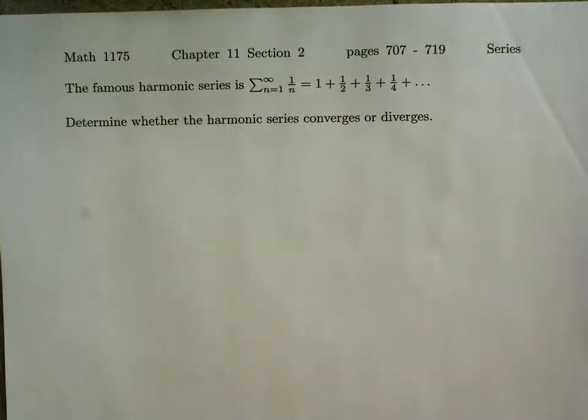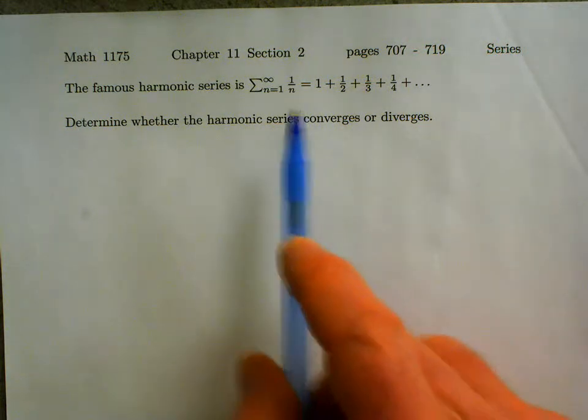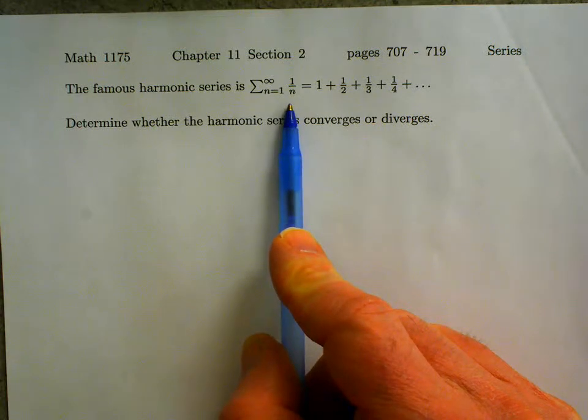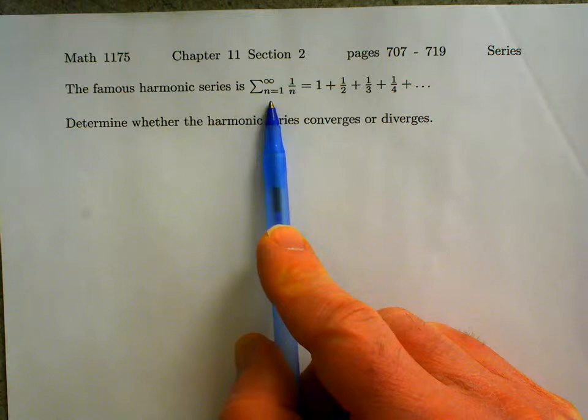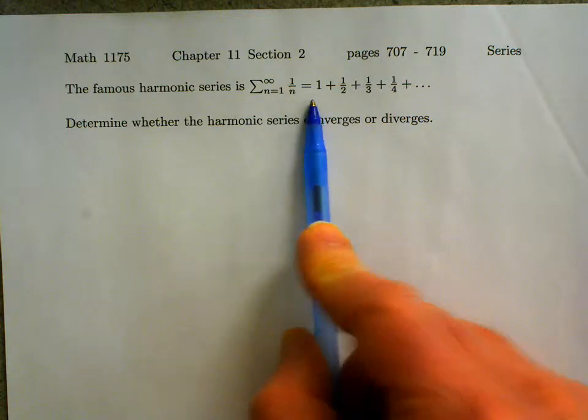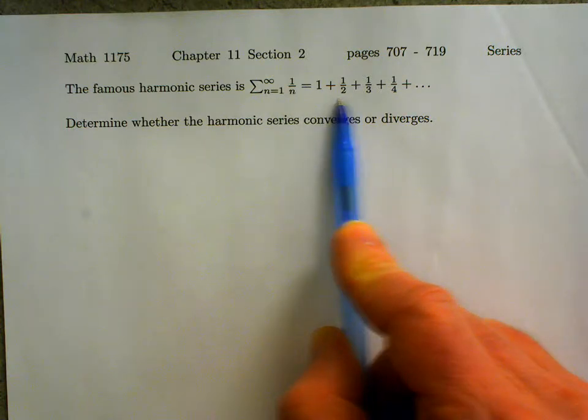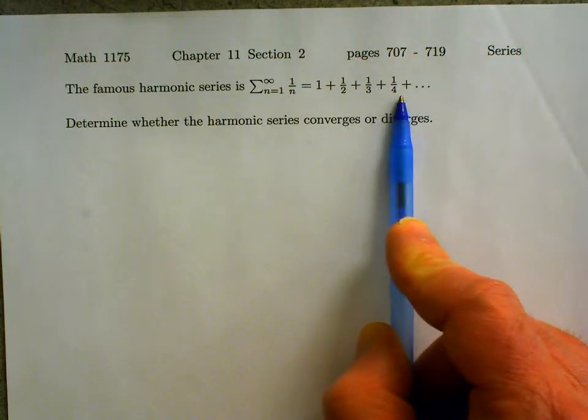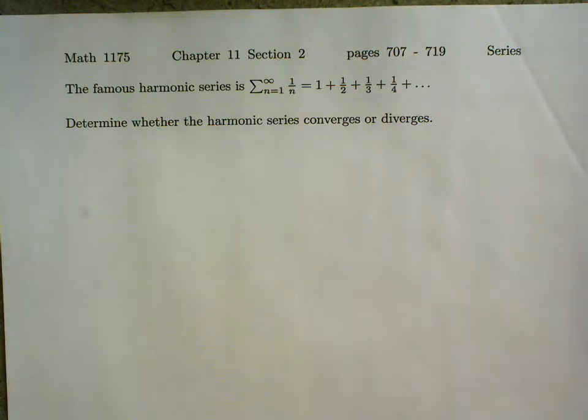Okay, now we encounter the famous harmonic series. It looks harmless enough. The terms are 1 over n as n ranges from 1 to infinity. So that just means 1 plus 1/2 plus 1/3 plus 1/4 and so on. This is not a geometric series.